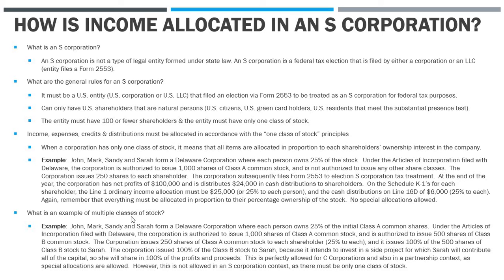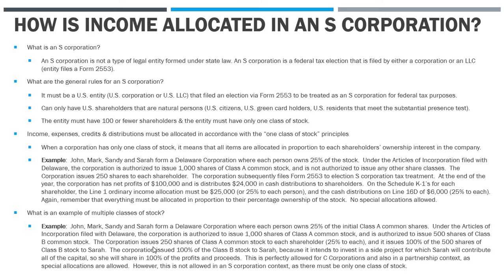Okay, so let's look at a multiple classes of stock example, which would prohibit a company from even making an S election. In this example, we have the same people, John, Mark, Sandy, and Sarah. They form a Delaware Corp. They each own 25% of the Class A common. But what's different here is under the Articles of Incorporation, the company is authorized to issue the 1,000 shares of Class A, but it's also authorized to issue 500 shares of Class B.